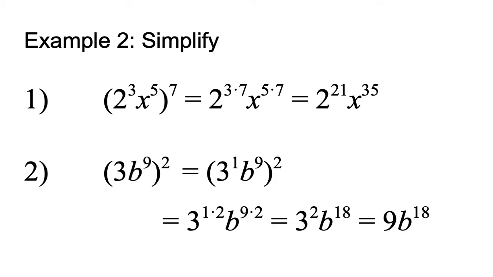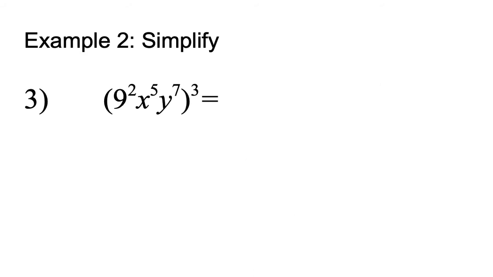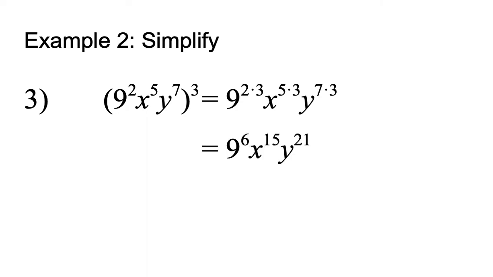Let's consider one final example. In parentheses, 9 to the second power, x to the fifth power, y to the seventh power, close parentheses, raised to the third power. Again, we have parentheses, a product inside the parentheses, and a power on the outside. So we will multiply all the exponents on the inside of the parentheses by the 3, which is the exponent on the outside of the parentheses. Therefore, this becomes 9 to the 2 times 3, x to the 5 times 3, and y to the 7 times 3. Simplifying, 9 to the 6th, x to the 15, y to the 21st.